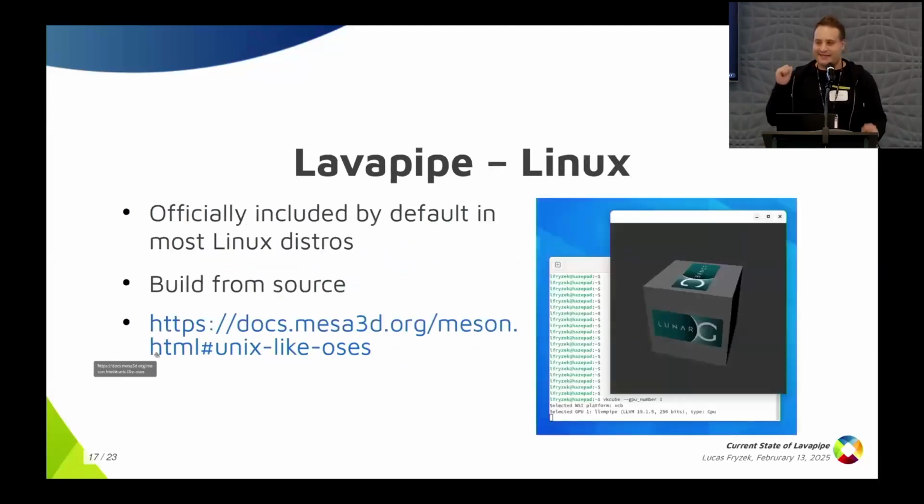On Linux, if you're running Linux, probably you already have Lavapipe available on your computer and you do not have to do anything. Most distributions ship it as part of their default Mesa package with their drivers. But if you did want to build it from source, there is documentation inside of Mesa that shows you how to do that.